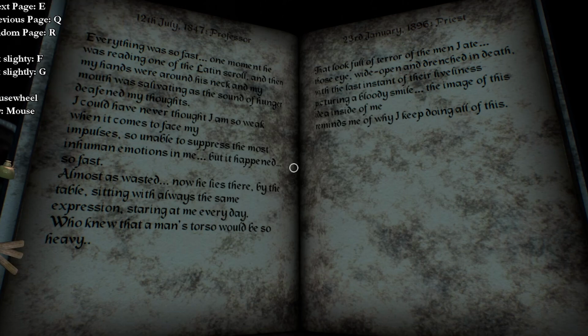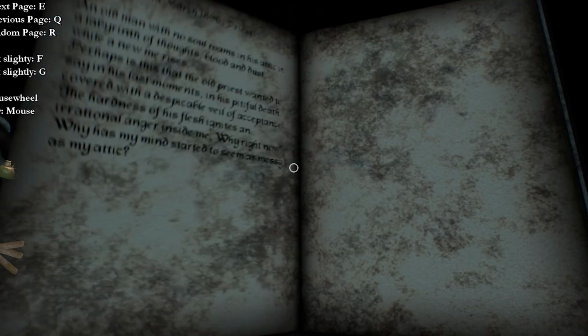23rd of January, 1896. Priest. That look full of terror of the men I ate. Those eyes wide open and drenched in death, with the last instant of their liveliness picturing a bloody smile. The image of this idea inside of me reminds me of why I keep doing all of this.